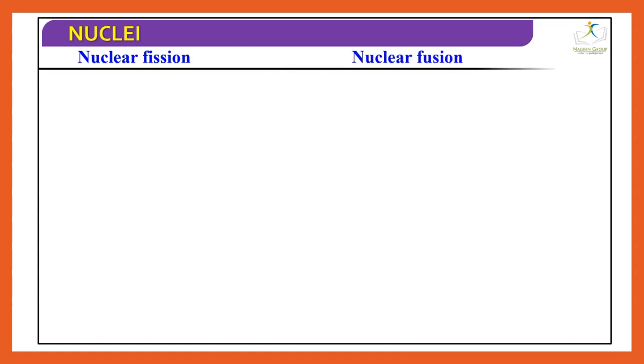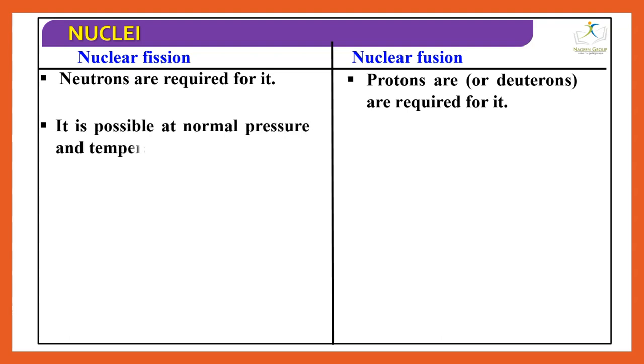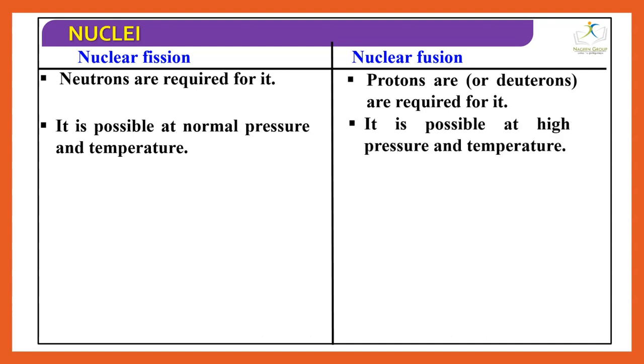Nuclear fission and nuclear fusion. Neutrons are required for fission, while protons or a deuteron are required for fusion. Fission is possible at normal pressure and temperature. Fusion is possible at high pressure and temperature.